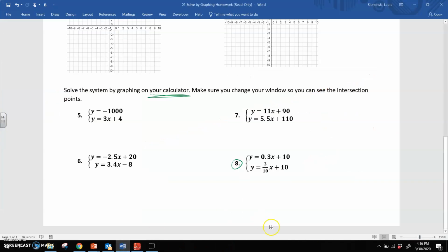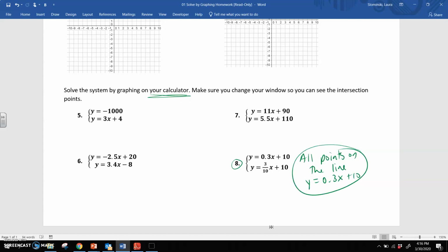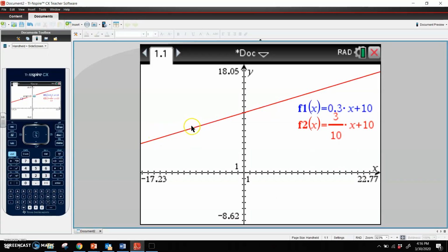Now, more importantly, when we do get the exact same line, the way we write the answers is we will say that it is all points on the line, and then pick one of your equations. So I'm just going to say y equals 0.3x plus 10. So really, it's everything on that line. When I look at this, I could say that this is a solution, this is a solution, this is a solution, this is, and so on. So that's why it's all points on the line.